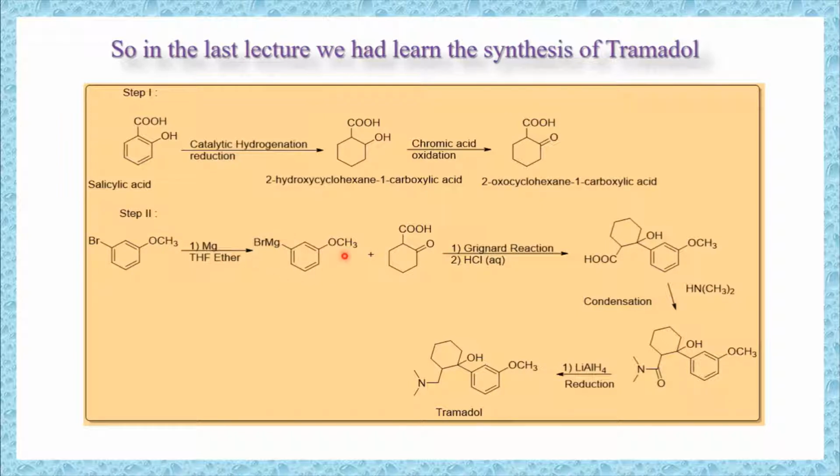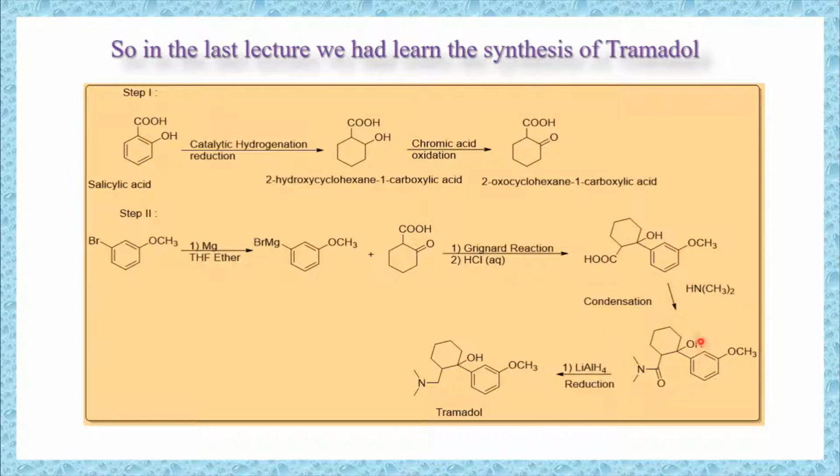Then this Grignard reagent reacts with the 2-oxocyclohexane 1 carboxylic acid that you have synthesized in step 1. So the reaction between these two molecules takes place. This Grignard reagent is nucleophilic, it acts as a nucleophile. So the nucleophile will attack on this carbonyl carbon, and since you are doing this reaction in aqueous HCl, you'll get this alcohol. Then the condensation of this product with dimethylamine, you will get this product.